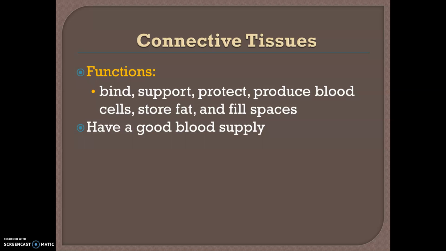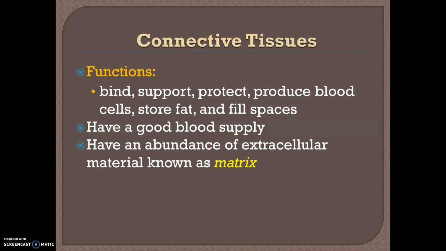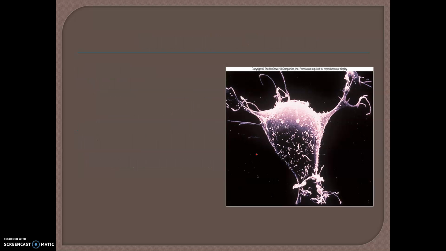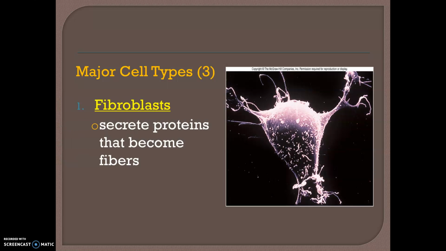These have good blood supply throughout the entire tissue, and have an abundance of extracellular material called matrix. So that's a word that we want to underline. We have three major cell types for connective tissues. We have fibroblasts, and these secrete proteins that become fibers. So fibroblasts secrete proteins that become fibers.